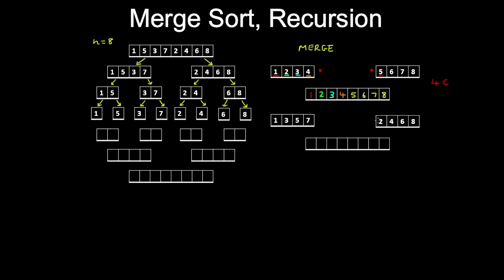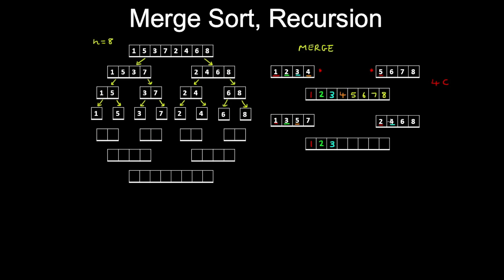Now consider this case where we have 1, 3, 5, 7 and 2, 4, 6, 8 in the two sorted arrays. Again we compare the first elements, and 1 is less than 2, so it gets placed in the merged array, and the iterator shifts to the right. Then 3 gets compared with 2, and 2 is less than 3, so 2 gets placed in the merged array, and the iterator shifts to the right in the second array. Now 3 gets compared with 4, so 3 is less than 4, and therefore the iterator shifts in the left array.